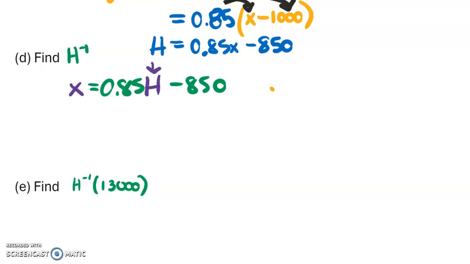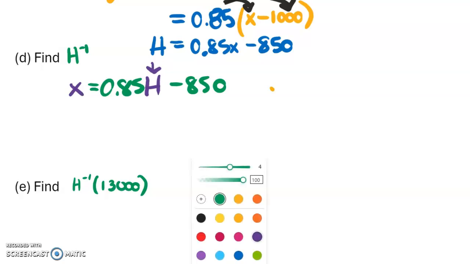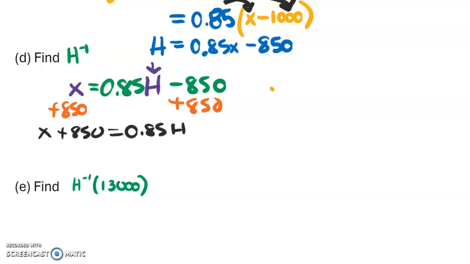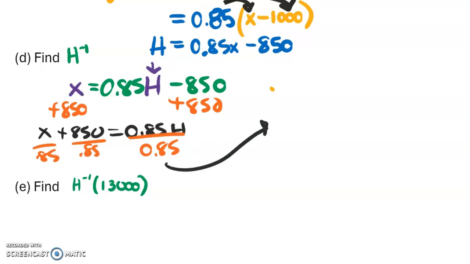So what do I have to do here to solve for capital H? I am going to add 850 to both sides. And I'm going to end up with x plus 850 is equal to 0.85H. And now I will divide everything by 0.85. And in doing that, I'll be solved now for H. So I'll have x over 0.85.